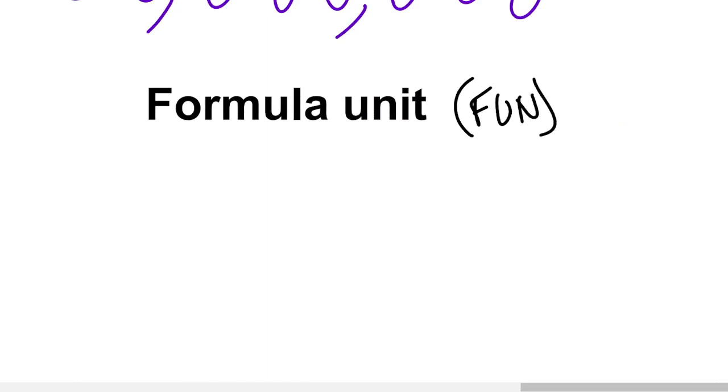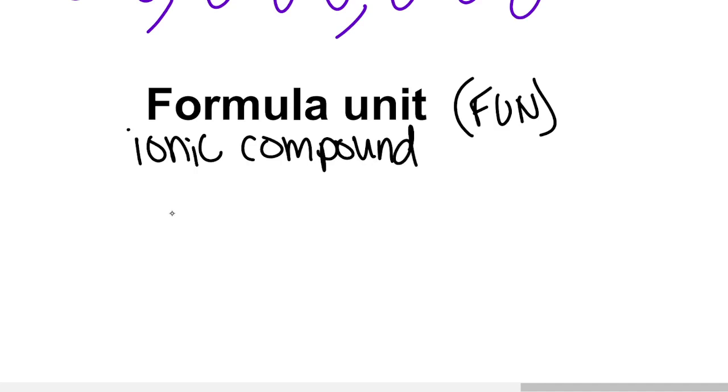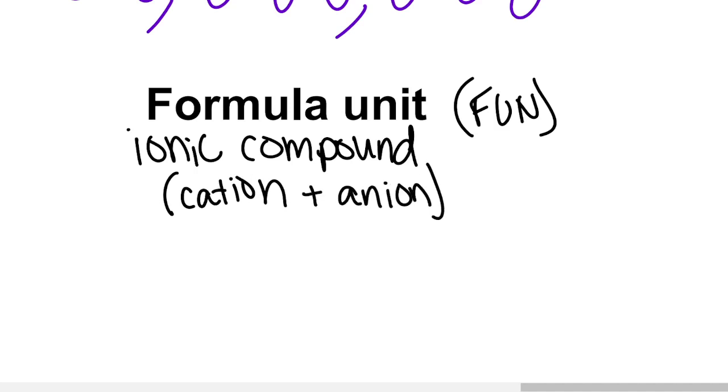So formula unit, we abbreviate that as FU. A formula unit is another compound, but instead of it being covalent this time, this is any ionic compound. So this is always going to be made up of a cation and an anion. This is when you crisscross their charges.